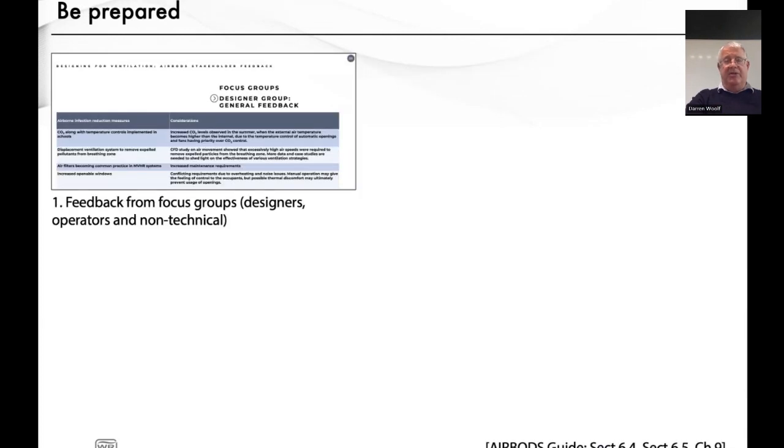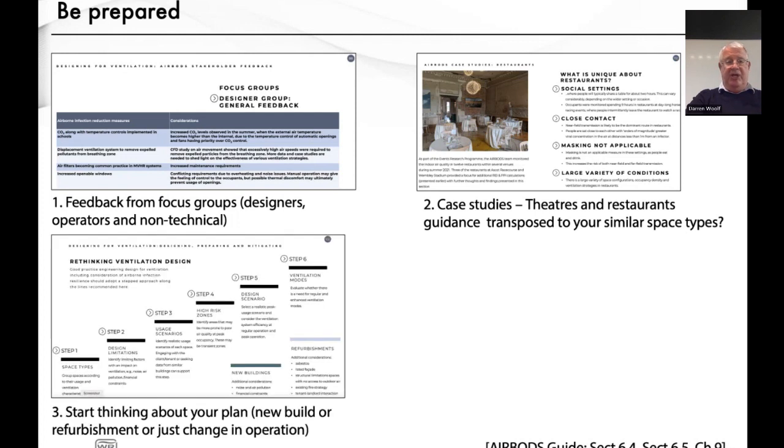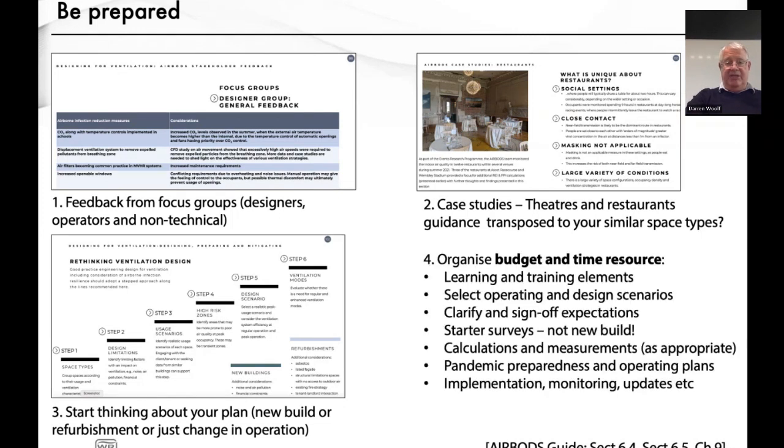Need to be prepared. So in the Airborne guide, we got a load of feedback from focus groups in these areas, case studies focusing on theatres and restaurants. You might want to think about similar space types. We talk about rethinking ventilation design and operating plans for a pandemic, whether it's existing refurb or just changing operation. But ultimately, it's about budget and time resource. You need to organise the learning and training elements, selecting your operating design scenarios.